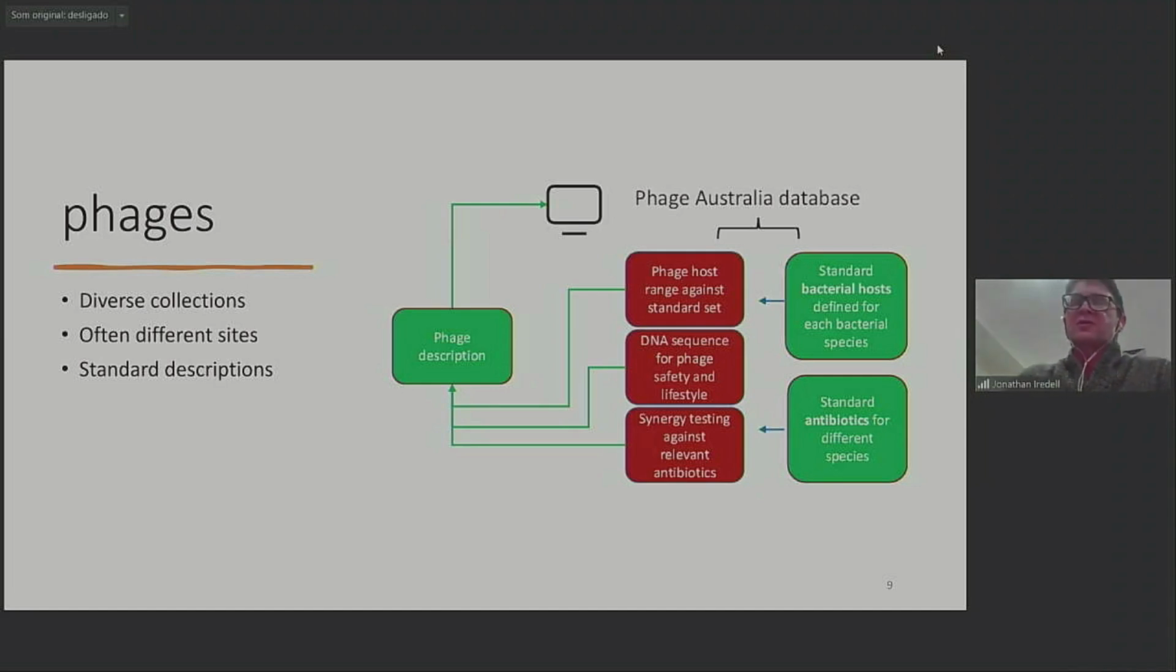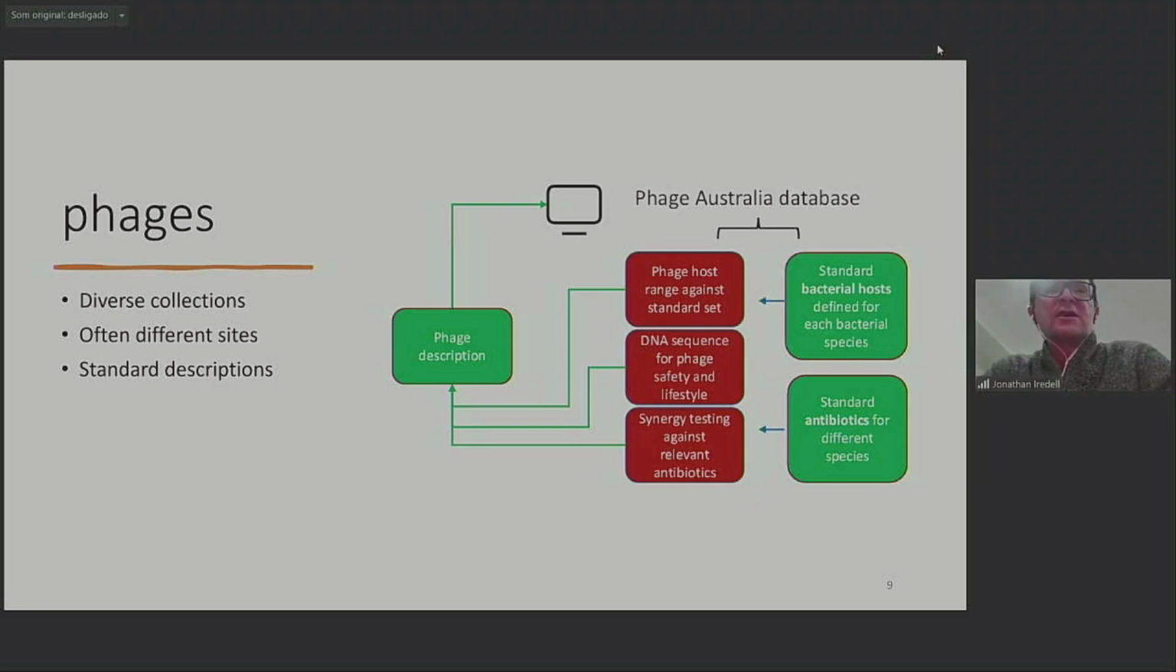our therapeutic first options. And so the choice of a phage host range is very important when you're setting up your biobanking structures, and we believe that you should standardise the bacterial hosts that you test your phages against for each bacterial species, and ideally use a surveillance program to inform what those bacterial host sets should be.